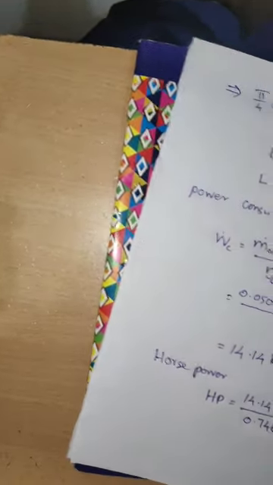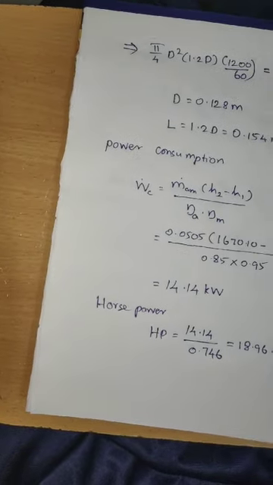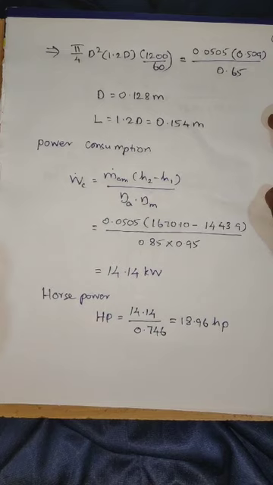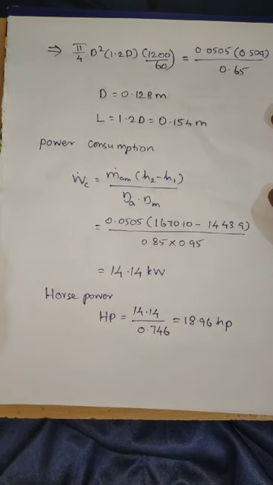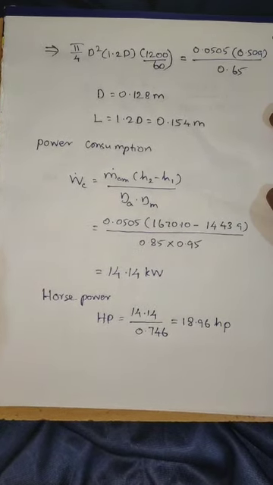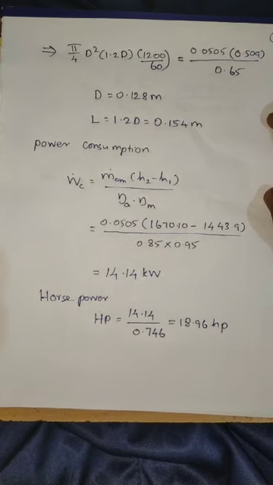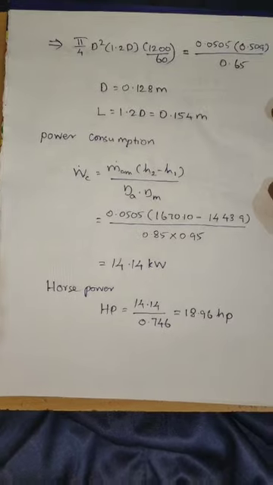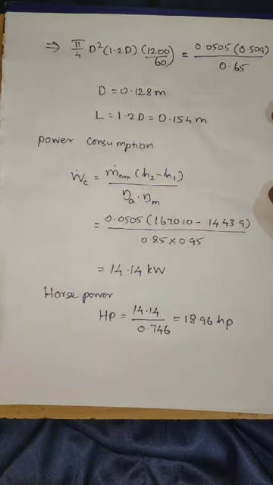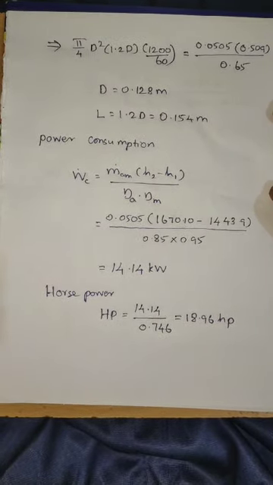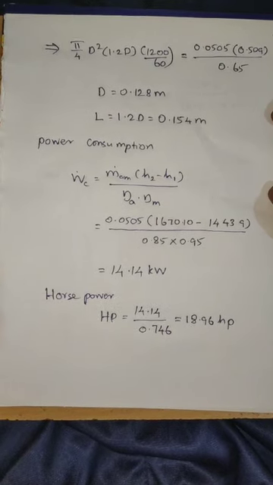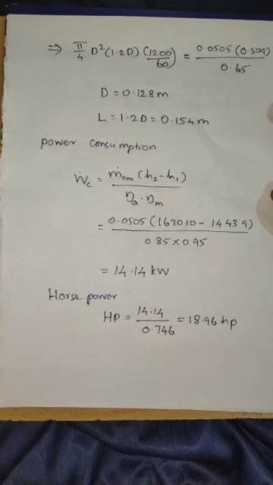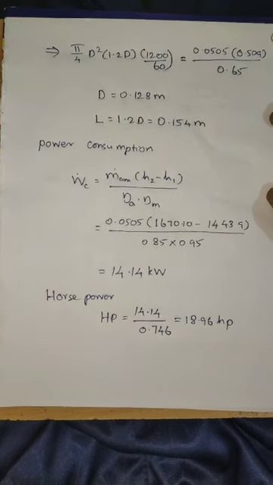Then substitute all the values. Already we know the stroke length is equal to 1.2 of bore. Then in the formula we have divided by 60, which is the conversion factor from minutes to seconds. With the help of this calculation we have found the diameter is equal to 0.128 meter and the length is equal to 1.2 d, which is 0.154 meters.